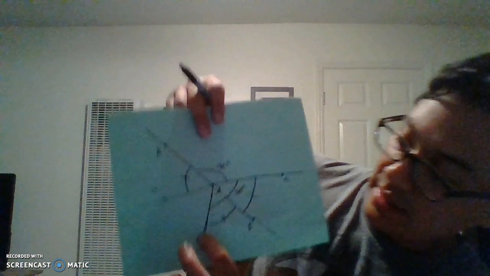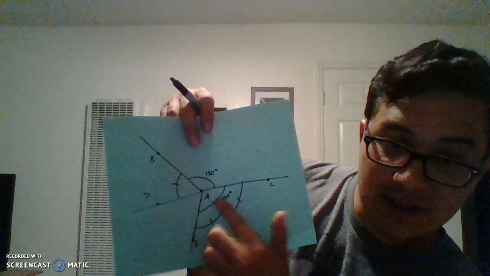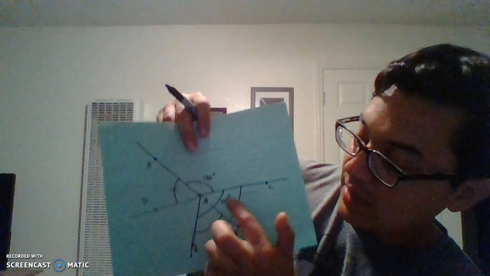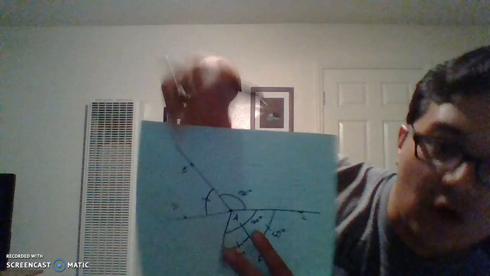So let's see here. We know the angle EAC is 100 degrees, and that EAF and FAC are equal, and they add up to be 100. That means that these two individual angles have to be equal to 50 degrees. So let's mark those as 50 degrees each. That means that this third angle, DAB, also is 50 degrees. So we'll mark that as 50 degrees.